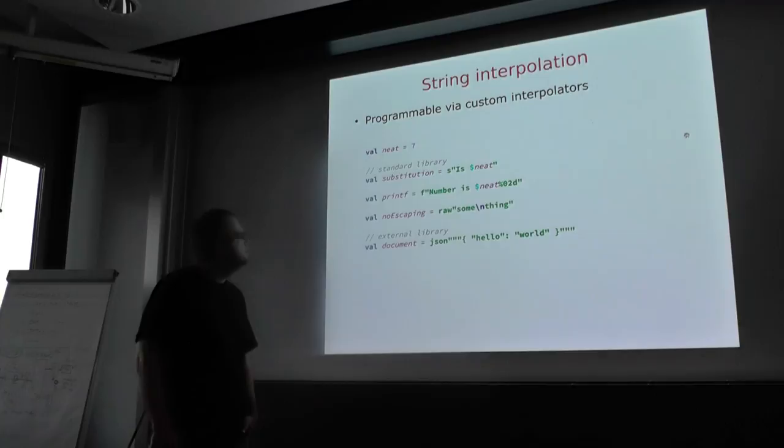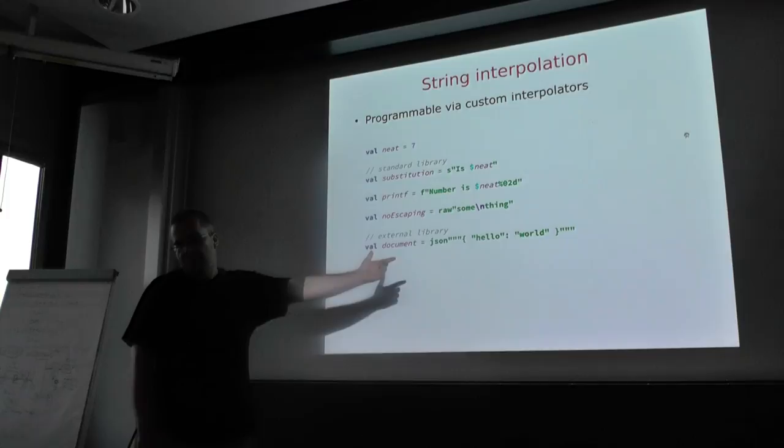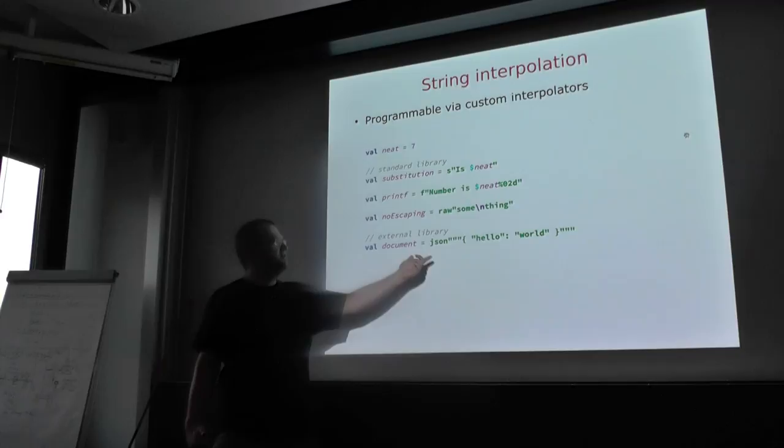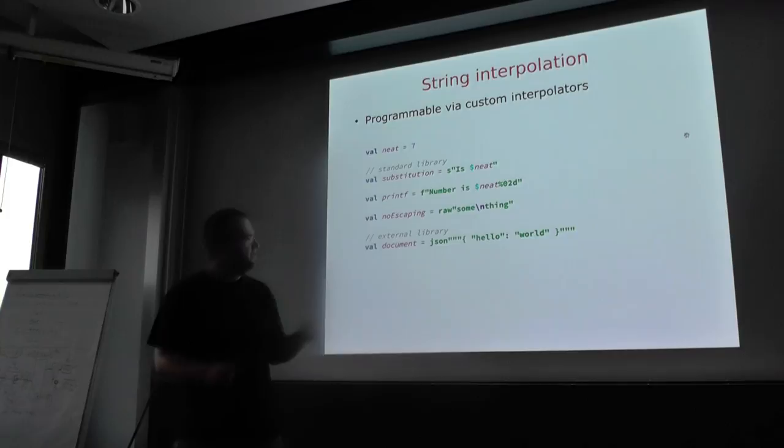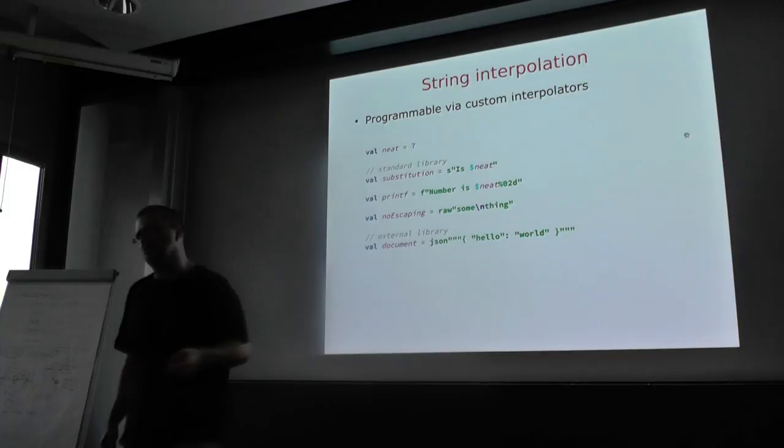But the nice thing is that you can also program your own string interpolators. For example, there's a library that has a JSON document string interpolator. You just specify your JSON document in these triple quotes, and suddenly the data type of this is not a string, it's a JSON something, right? It's a JSON object. So this is quite nice.